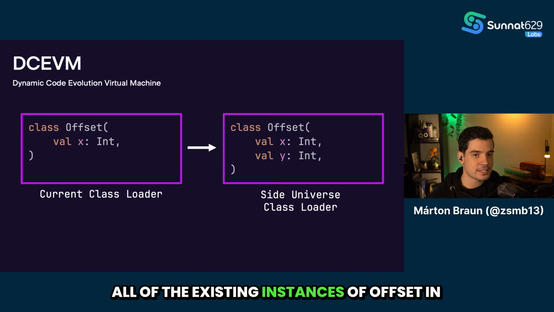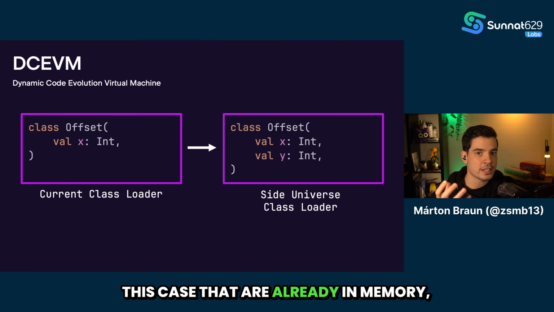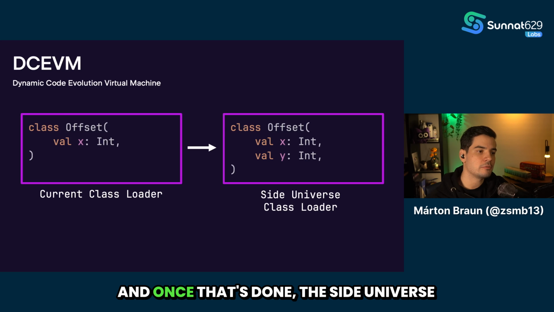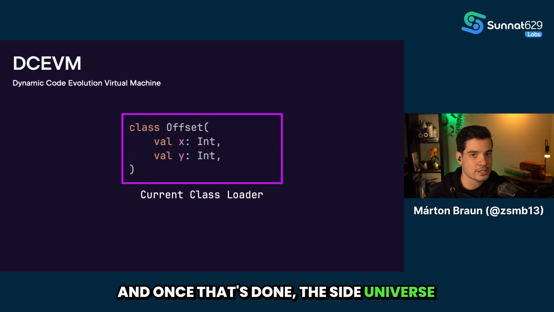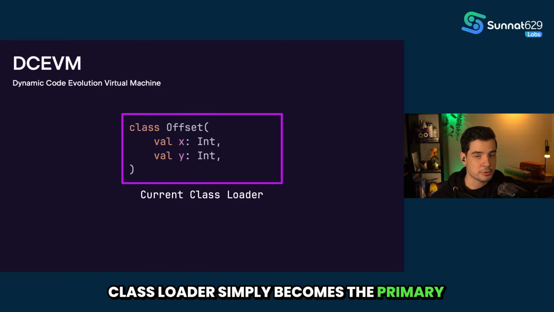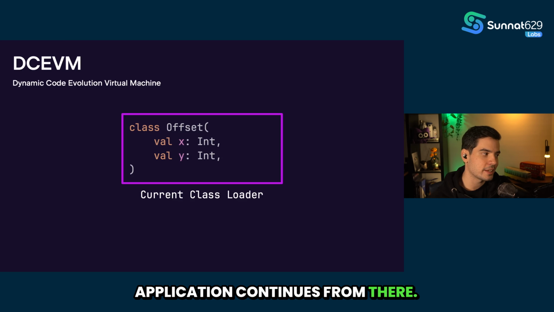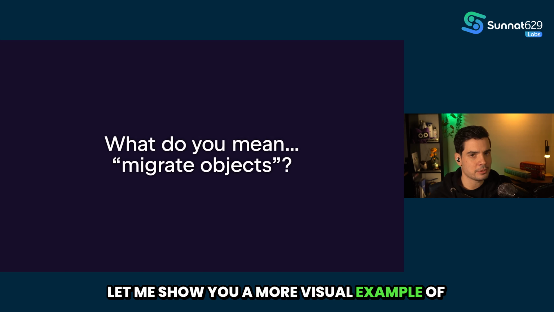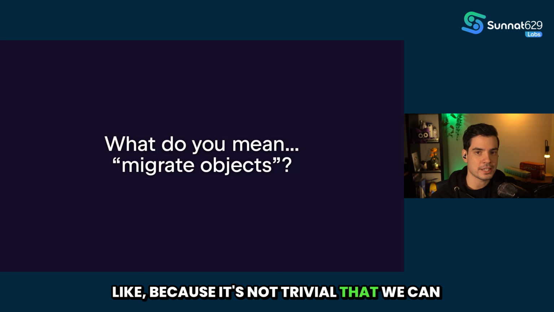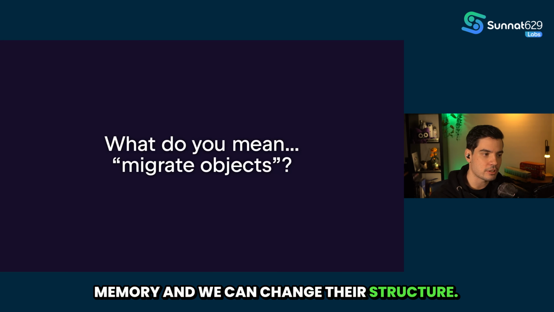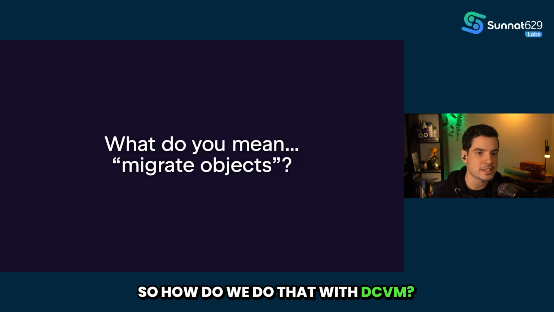All of the existing instances of offset, in this case, that are already in memory, will be migrated from the old version to the new version. And once that's done, the side universe class loader simply becomes the primary class loader, and the execution of your application continues from there. Let me show you a more visual example of what that migrating part actually looks like, because it's not trivial that we can take existing objects that are already in memory and change their structure. So how do we do that with DCVM?